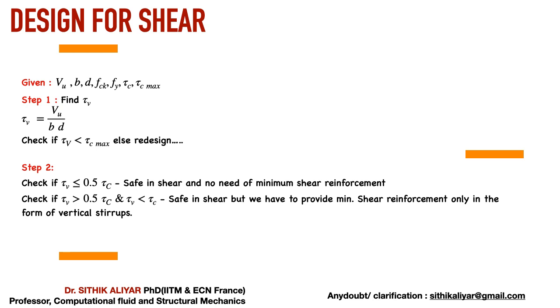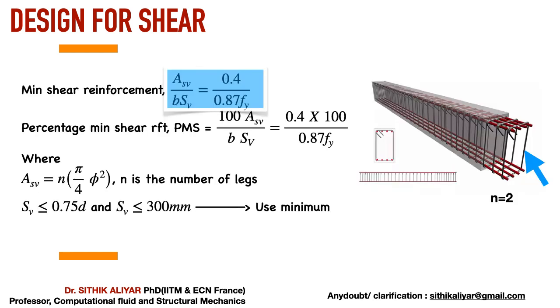Understood? If tau V coming from outside is lesser than 0.5 tau C, no need of any stirrups. If tau V is greater than 0.5 tau C and lesser than tau C, although it is safe, we will provide the minimum shear reinforcement, also in the form of stirrups only. As per IS 456 they have given a formula, ASV by B SV.